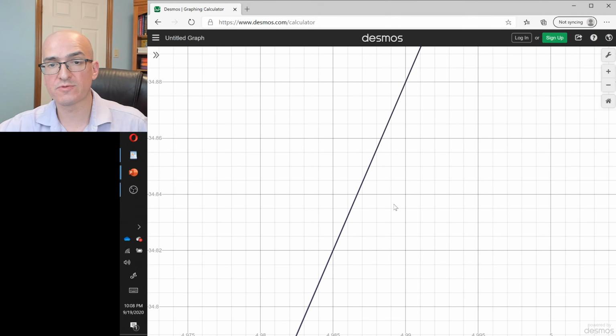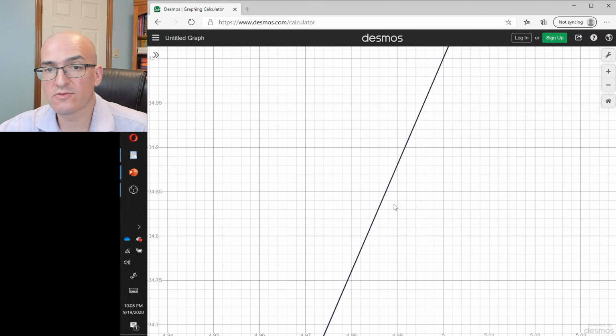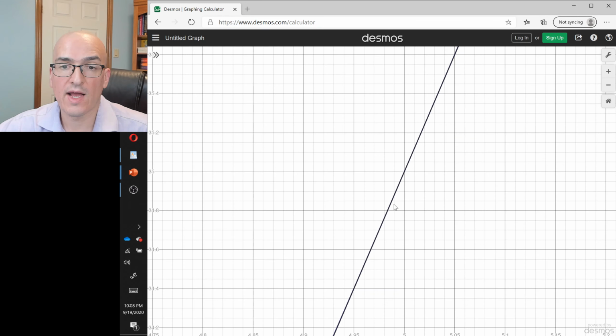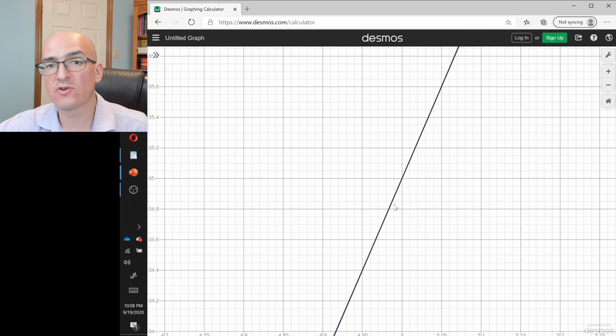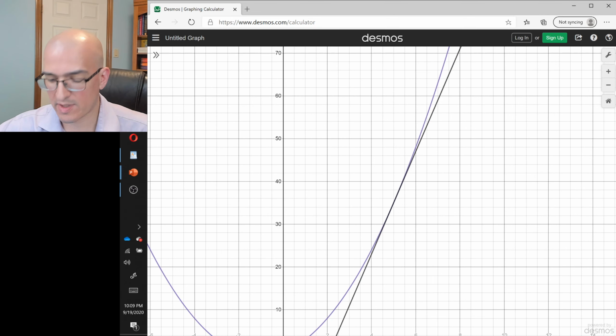And that's what makes it a tangent line. That's a general feature of a tangent line. It approximates the curve at that point. It is the best linear approximation to the curve at that point. Okay, so I'll go back to the lesson.